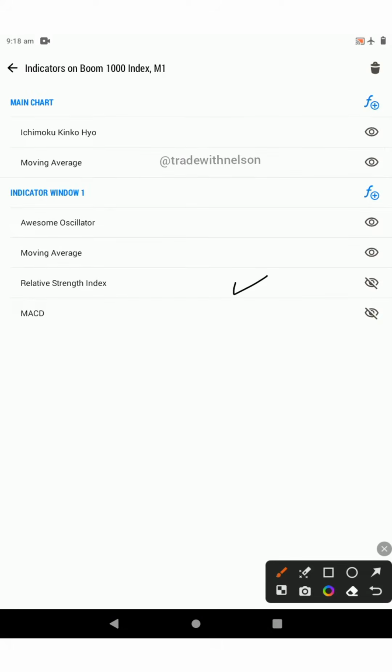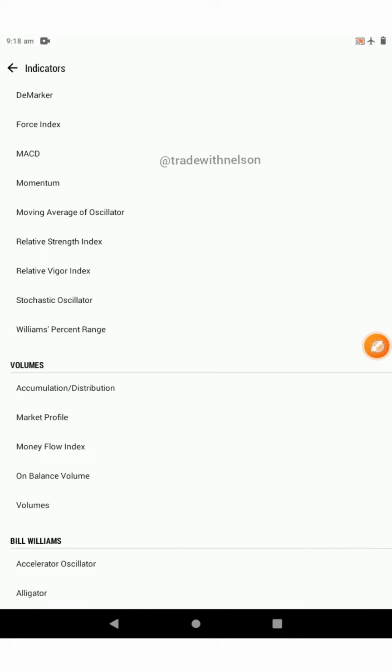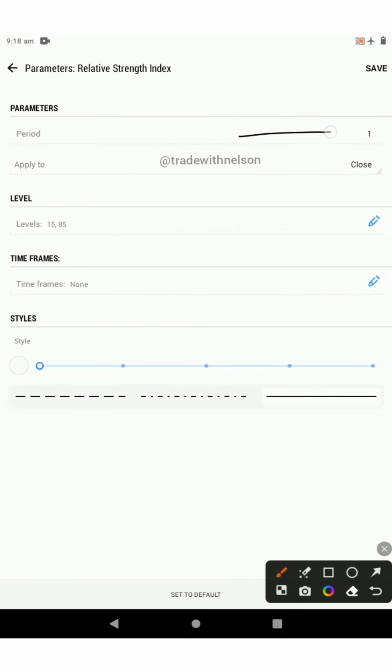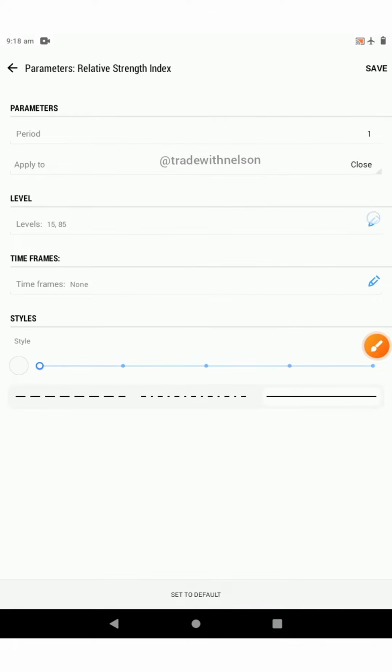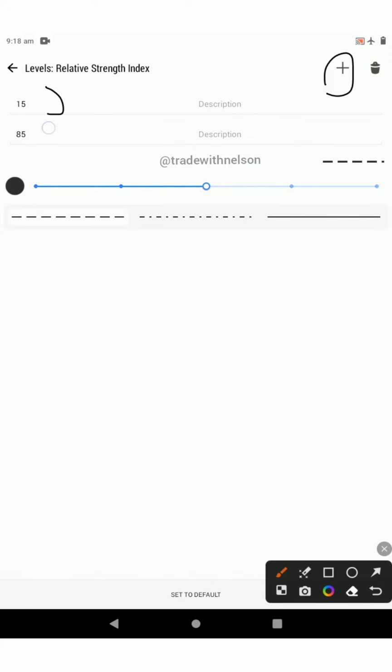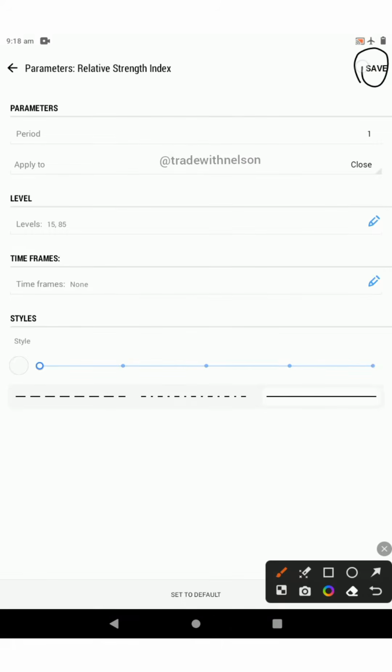The next indicator is the Relative Strength Index. To select that, click on the F icon on indicators Window 1, scroll down, Relative Strength Index. Make the period 1, apply to close. For the levels, click on this pen icon, add level, type 15 and 85. For the style, make it a color of your choice. After that, click on save.